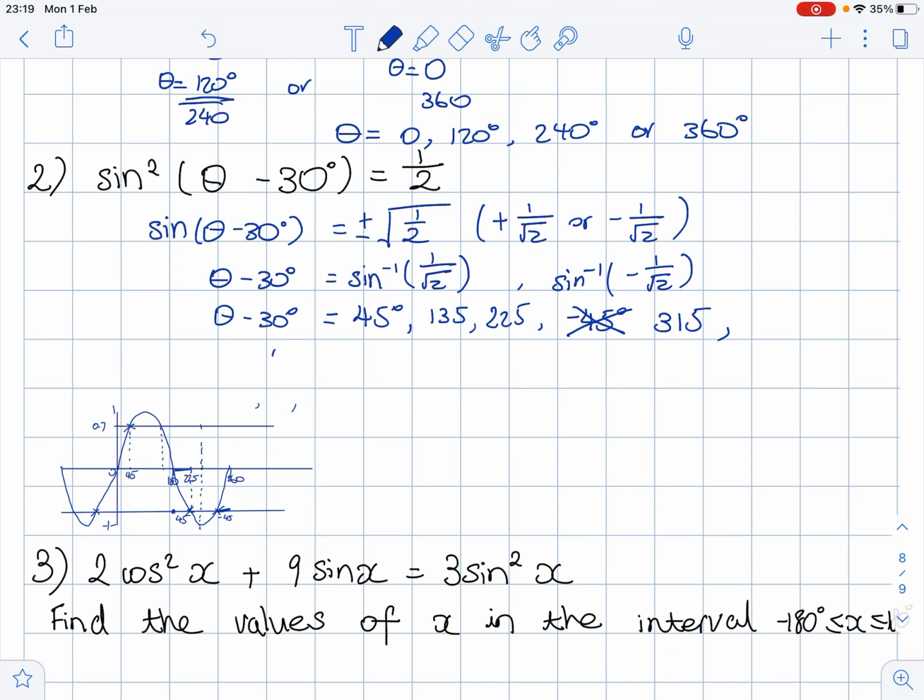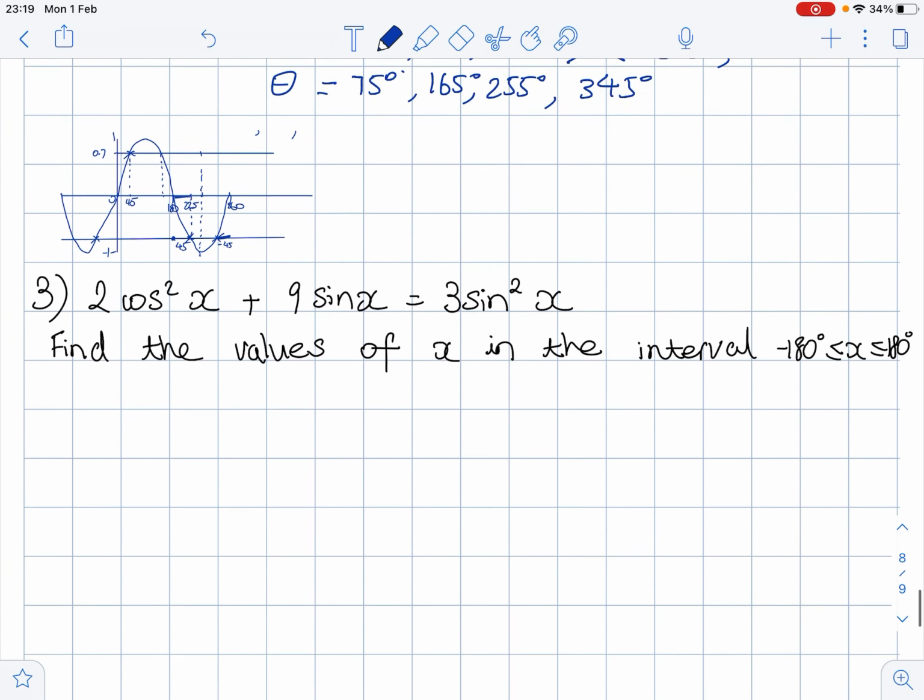So we have our 4 values. So now we want to find out the values for theta. So we just need to add 30 to each of those. So 45 add 30 is 75. 135 add 30 is 165. 225 add 30 is 255. And 315 add 30 is 345. So that's all my solutions.